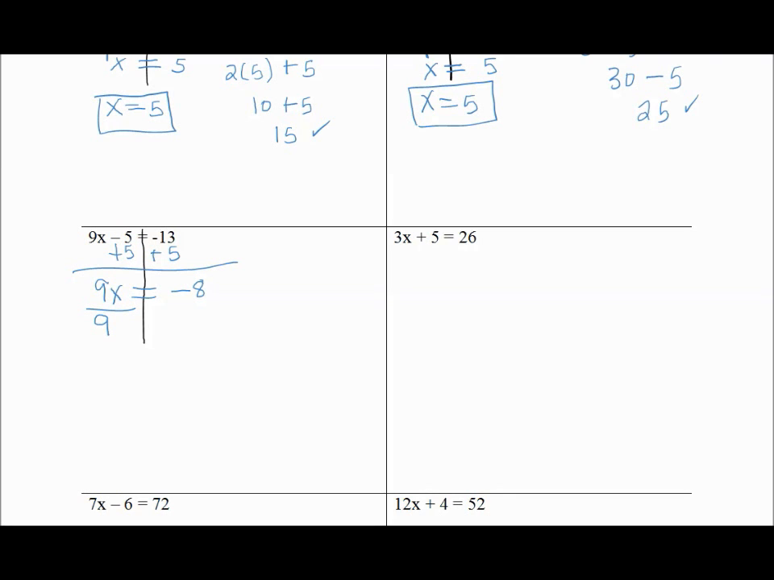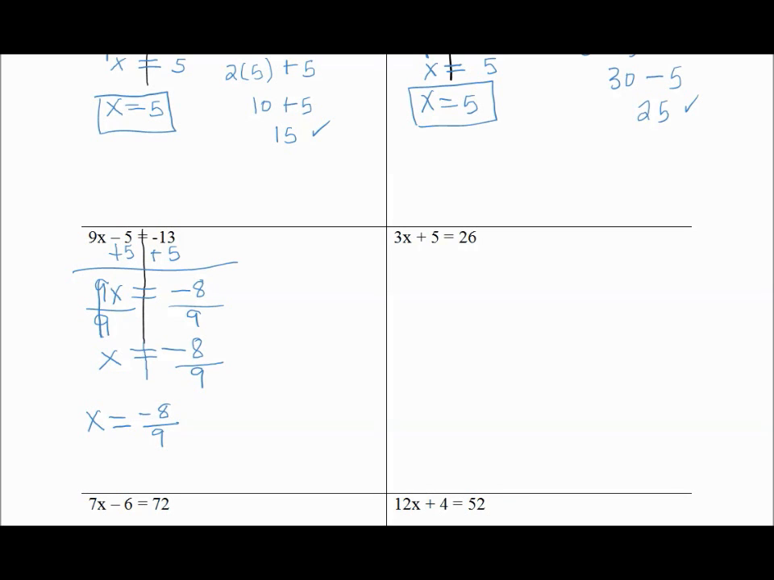Divide both sides by 9. Need to get rid of that coefficient. 9's cancel out. Bring down what I have left. Let me extend my line just a little bit. Bring down what I have left. X equals negative 8 over 9. And if your answer comes out to be a fraction, don't worry about it. Don't be afraid of it. Just check your answer. If it checks out, you're good to go.